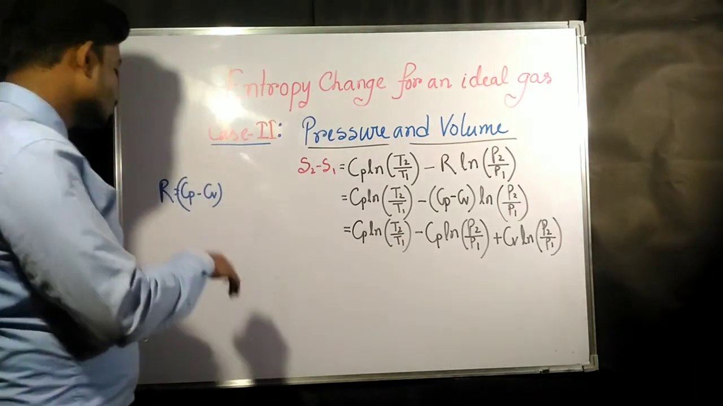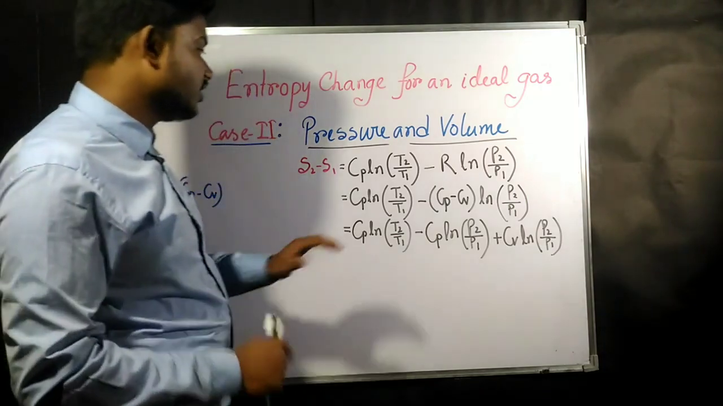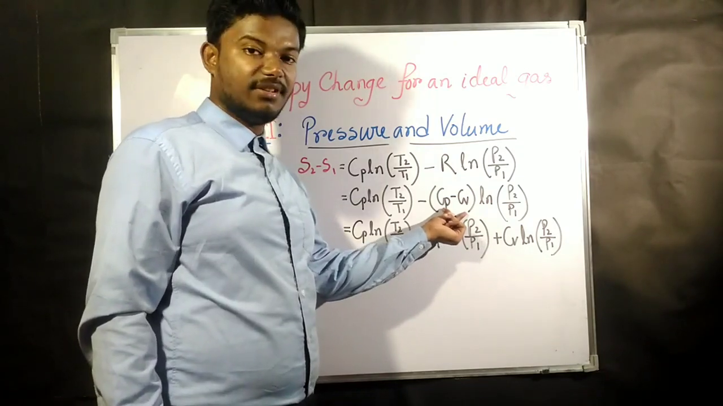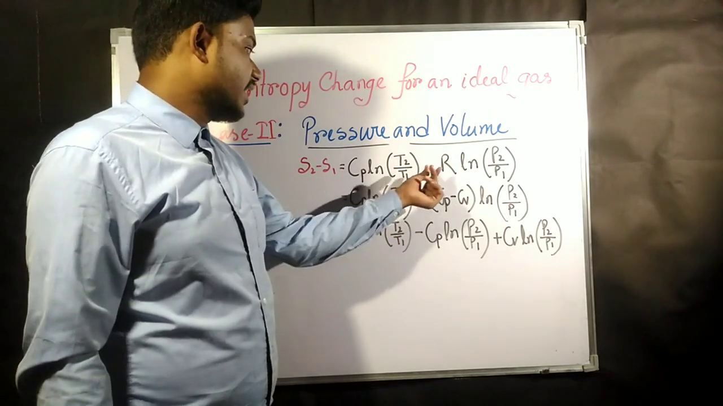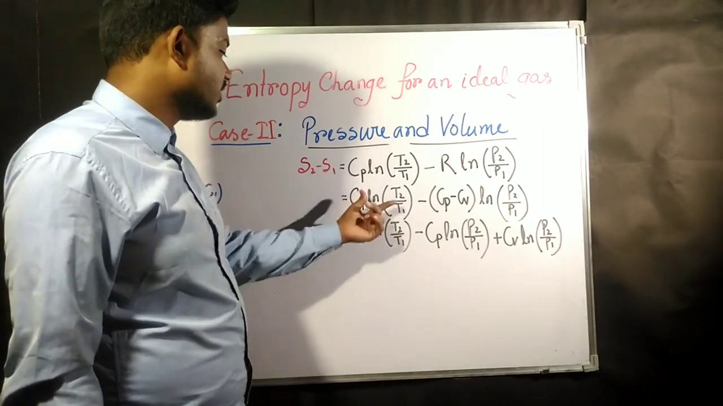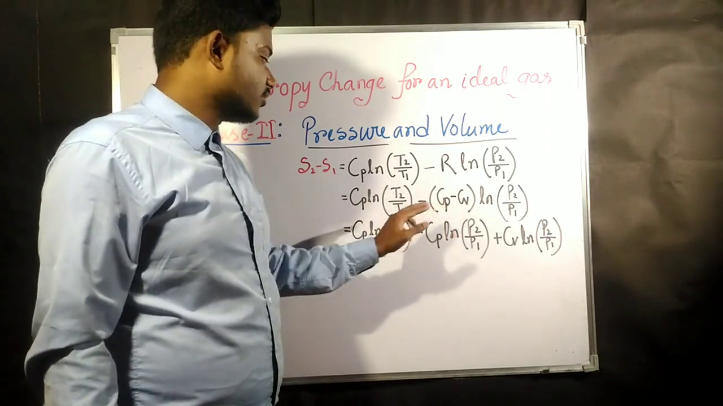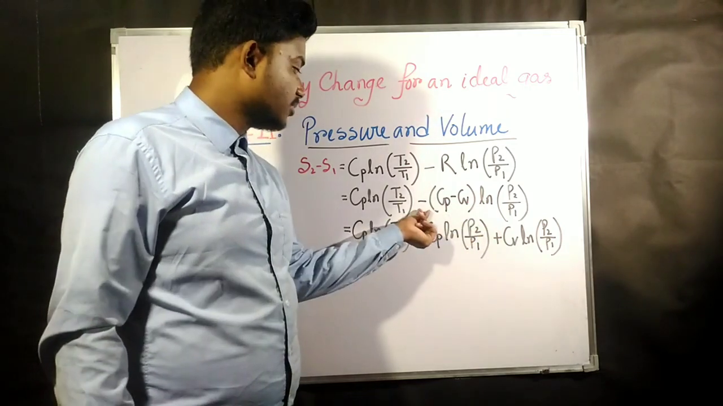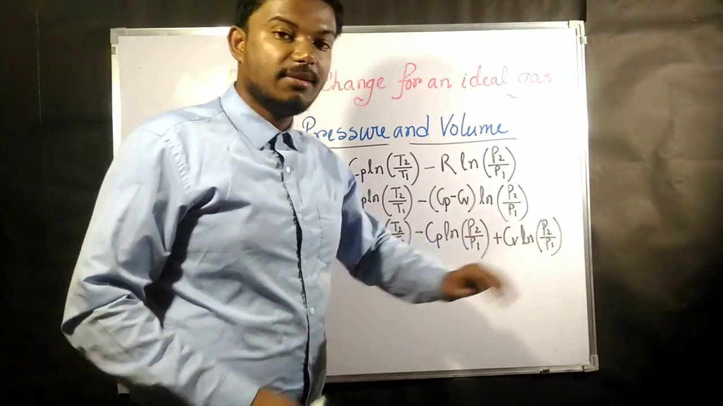Now we know that R is equal to Cp minus Cv. In the next line what we have done is we have replaced R with Cp minus Cv. The first expression remains the same, and in place of R we have Cp minus Cv. In the next line, again this expression is going to be the same, and we have broken down the term inside the bracket. So this is going to be minus Cp into ln P2 by P1, and this minus and this minus are going to be plus Cv into ln P2 by P1.